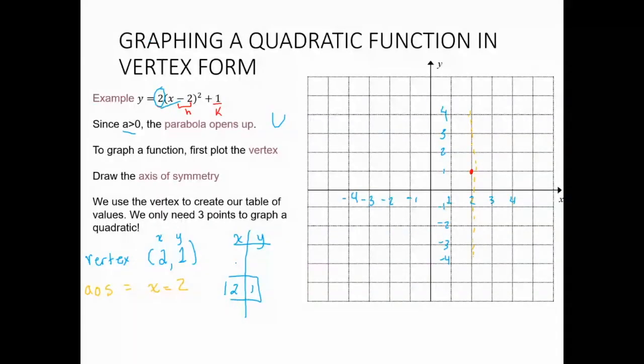So I'm going to pick 1 and 0 to the left, right? So 1, 0, and then to the right, I'm going to pick 3 and 4. Now, it did end up being a nice 0, 1, 2, 3, 4, but sometimes it could be like 2 till 7 or whatever, right? It's going to depend on what kind of function you have.